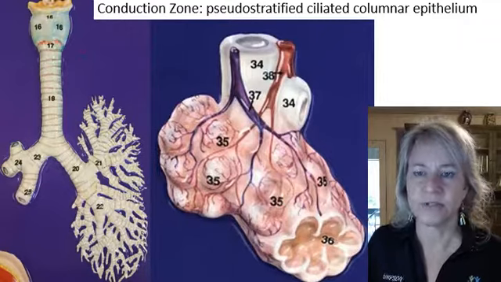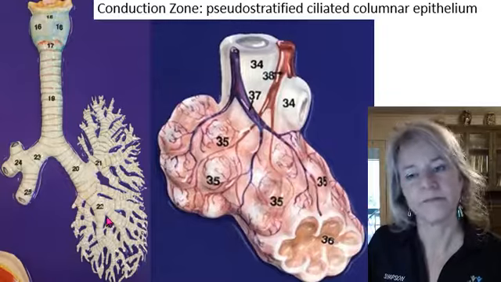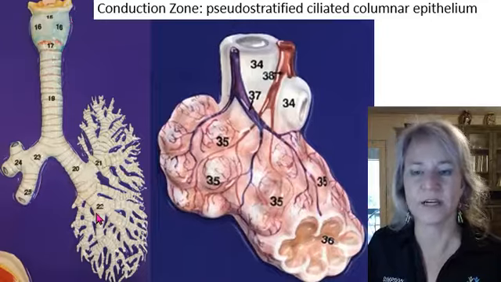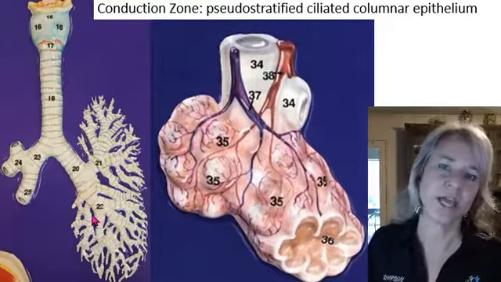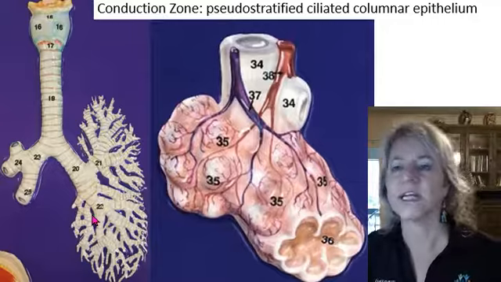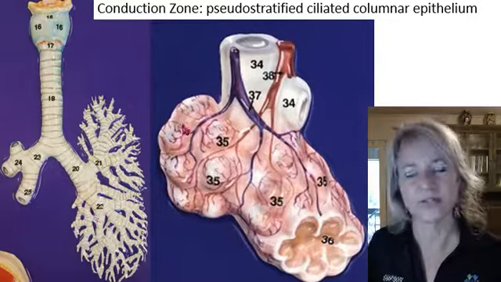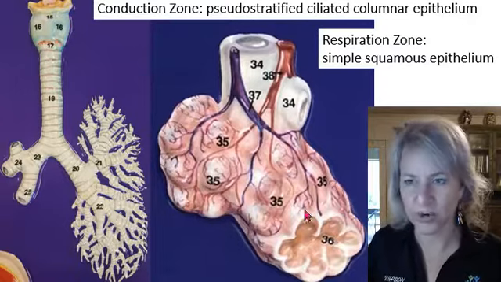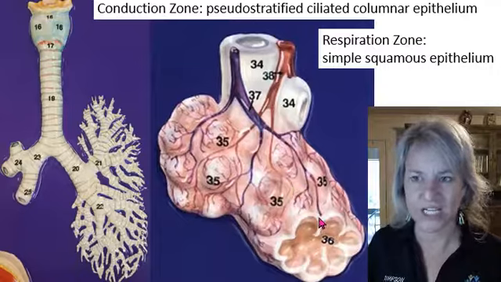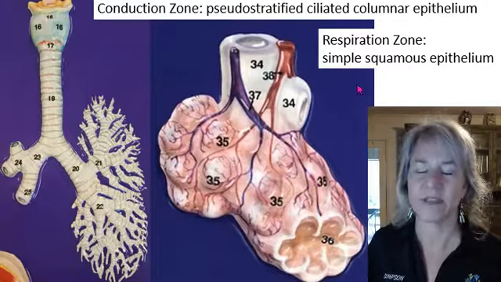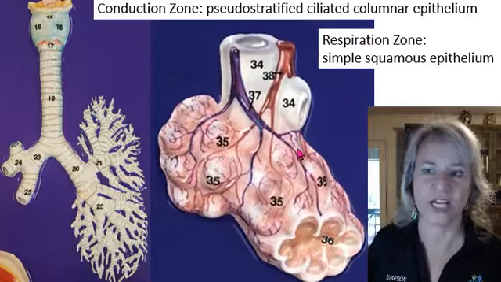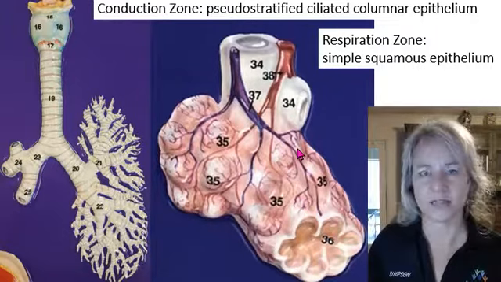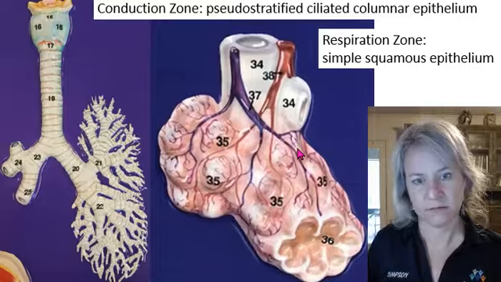So the conduction zone, which is here, is pseudostratified ciliated columnar epithelium. It's a mucous membrane. It's going to trap dust and bacteria and help clean the air before it gets down to this lower respiratory tract, down deep in your lung, where you actually have respiration, the gas exchange. And down there, it's simple squamous epithelium to allow for the gases to diffuse across the simple squamous and into the blood, into the capillaries.